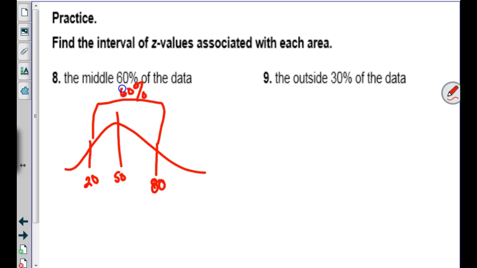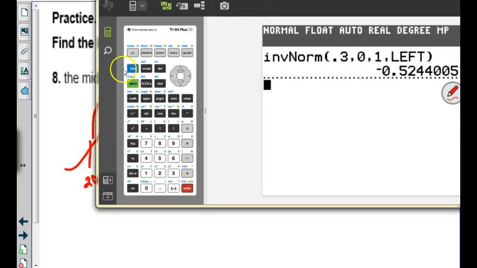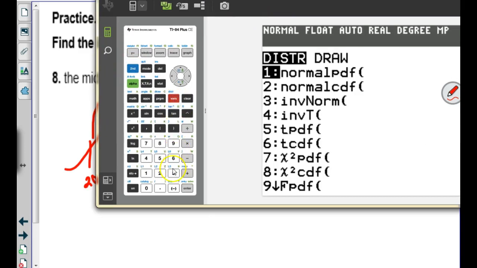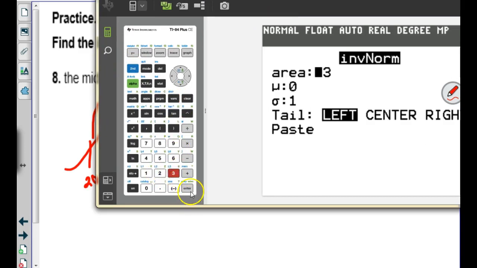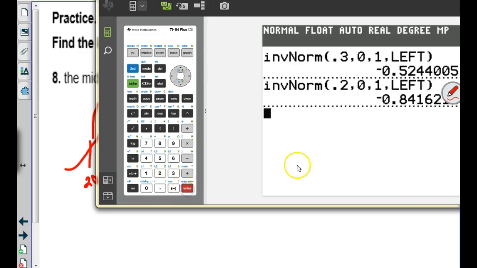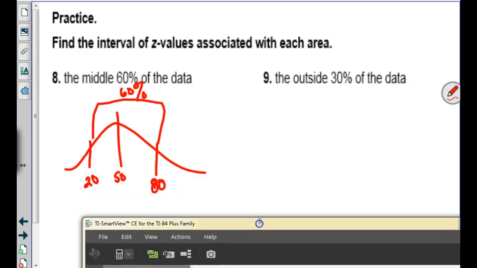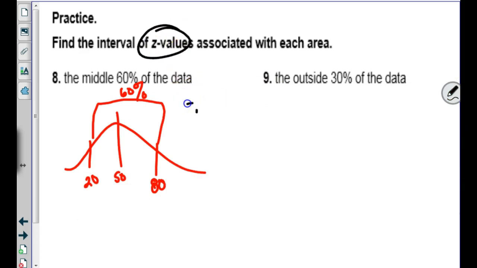Okay. I was doing z-scores and we're supposed to be finding z-scores. All right. So we're going to go inverse norm. Sorry, video, that was wrong, but I'm fixing it. And we want 0.2. And we get negative 0.84. And if we did the other one, we'd get positive 0.84. So the z-scores fall between negative 0.84 and positive 0.84, so less than 1 standard deviation on either side.